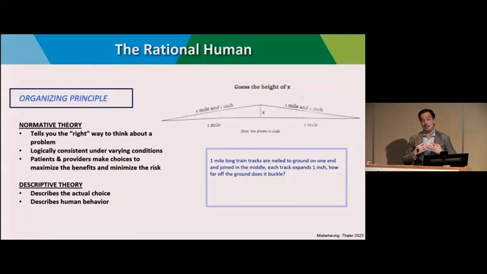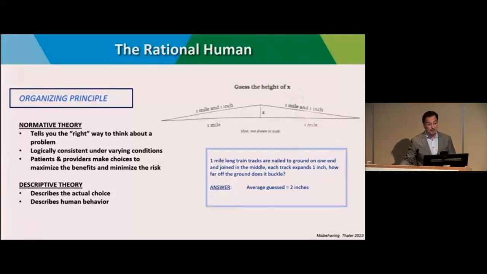Each track grows and expands by 1 inch. How much does it buckle in the middle? Okay, now you don't have to answer that, but just a little interesting thought experiment. So the answer, the average that people guessed, and this is from some of the work by Richard Thaler, who put this in his excellent book, Misbehaving, the average guess is 2 inches.